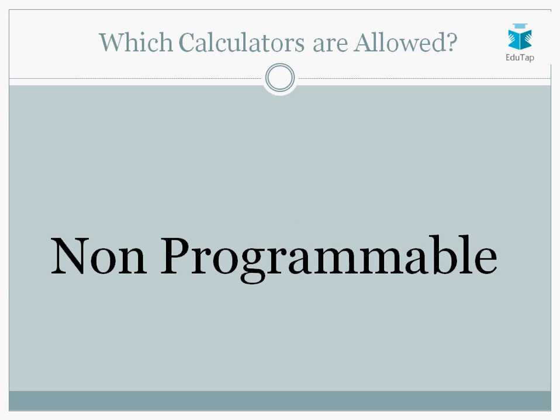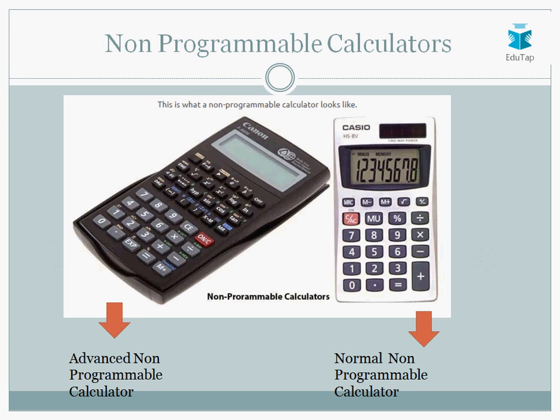The word written in the RBI notification is non-programmable. So what exactly do non-programmable calculators look like? These are two non-programmable calculators. The one on the left side, we can call an advanced version of a non-programmable calculator. You can see this is a calculator by Canon, and it has various functions like sine, cos, cube root.